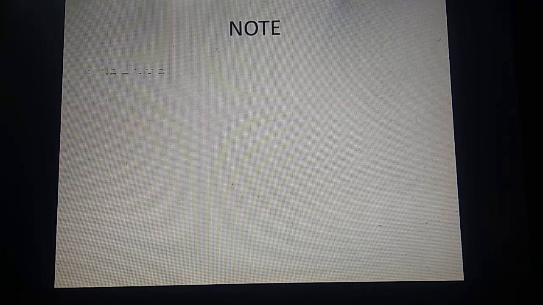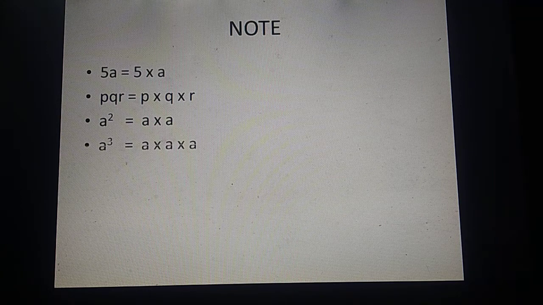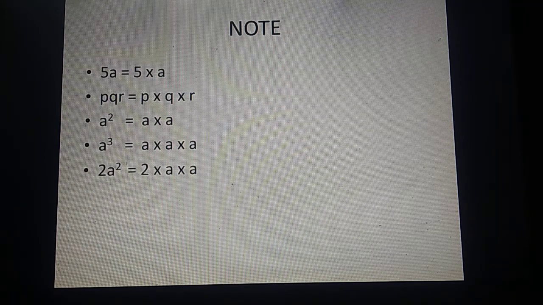Yes, the points are: 5A means 5 into A. PQR means P into Q into R. A square means 2 times A you have to multiply. A cube means A into A into A. 2A square: now here there are 3 factors. One is 2 and there are 2 times A. So finally you will write it as 2 into A into A.